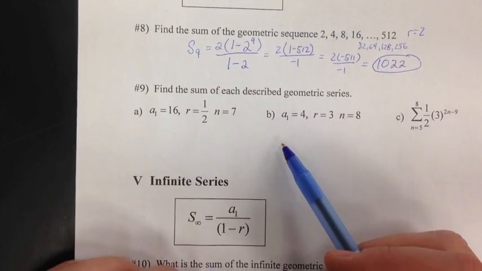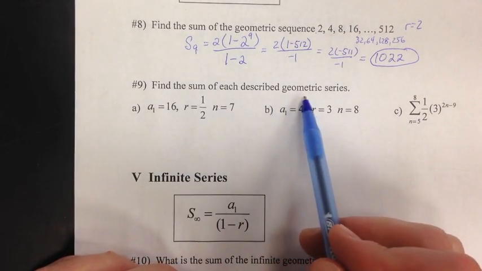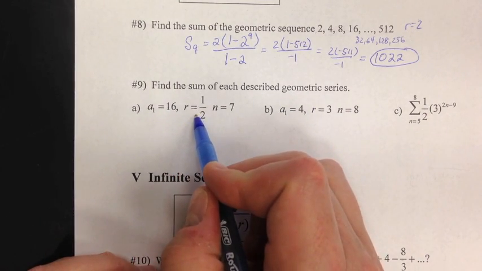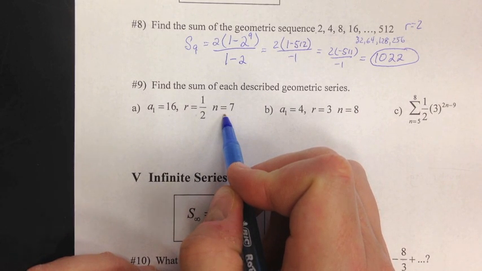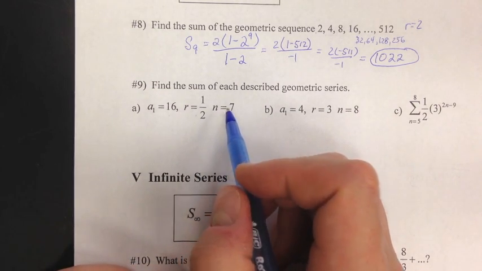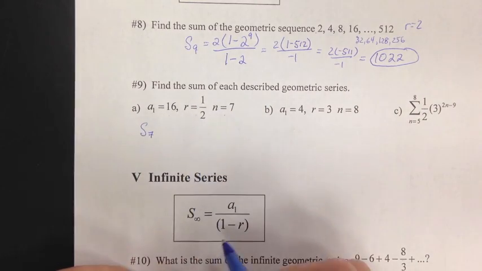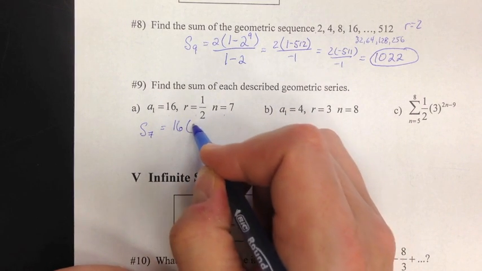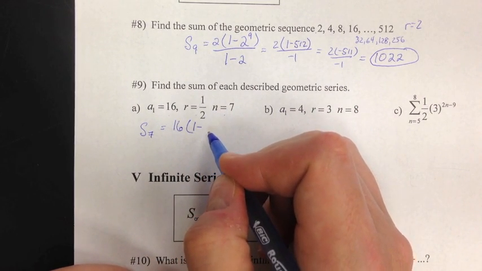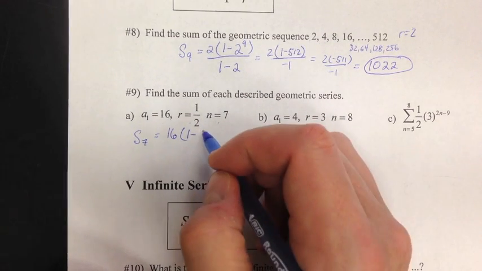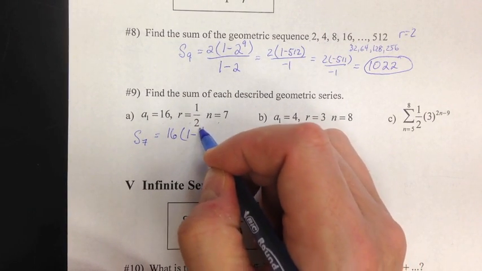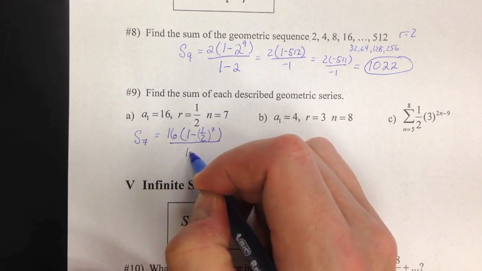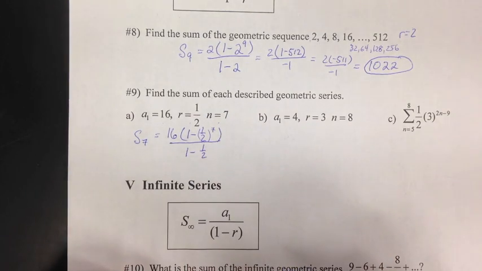So let's take number 9. Find the sum again of each described geometric series. First term is 16. The ratio is 1/2. And we're going to find the sum of the first 7 numbers. So we're going to say S sub 7 equals A sub 1 times 1 minus r. Okay, the ratio is 1/2 raised to the nth power. That's 1/2 to the 7th, all over 1 minus r, which is 1/2.